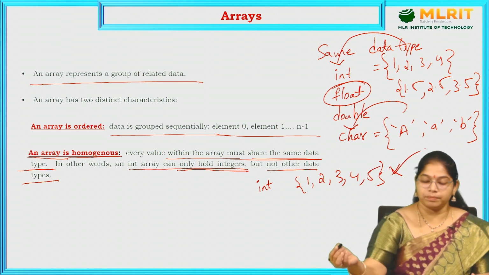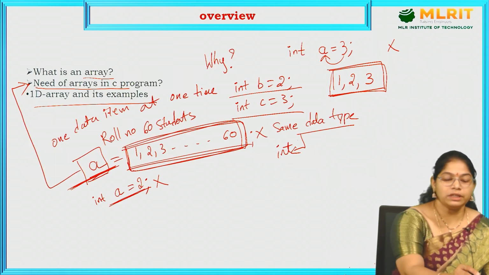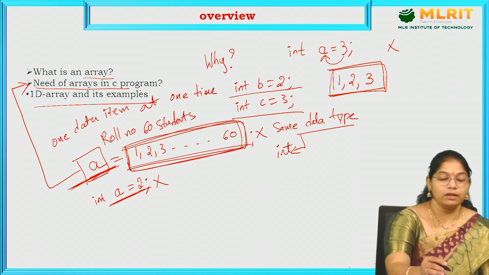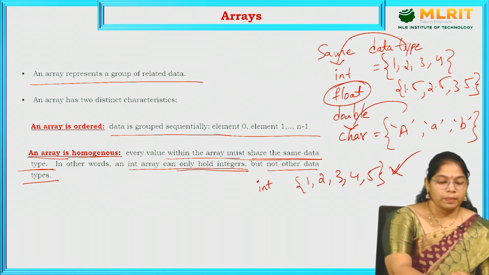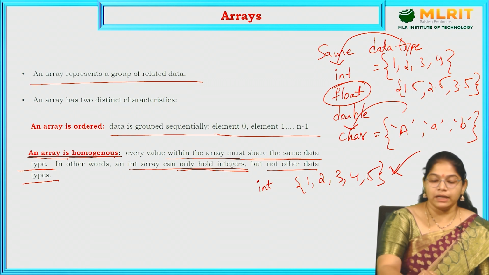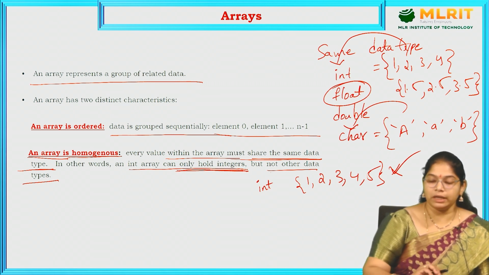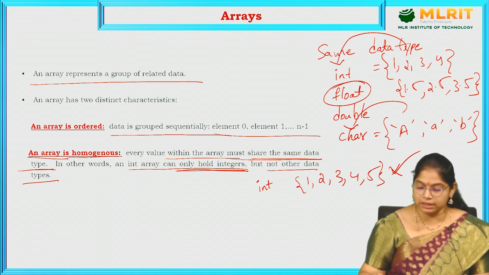This is allowed in an array. So already we discussed why we need an array. Then what is an array? An array is a homogeneous data type; it can hold the same data type. If we consider an integer data type, it can hold only integers but not other types.